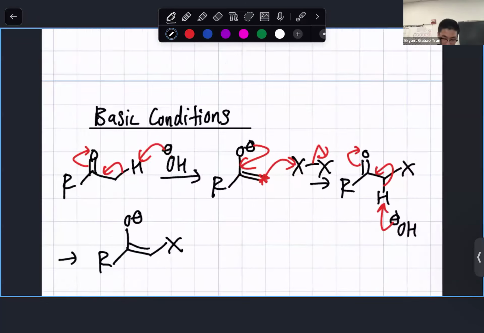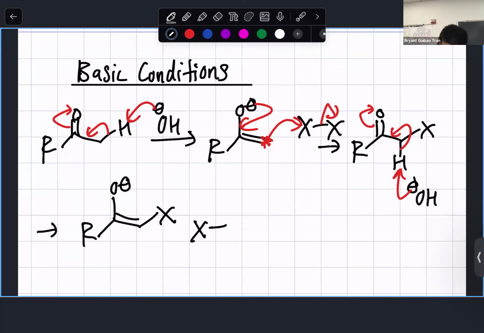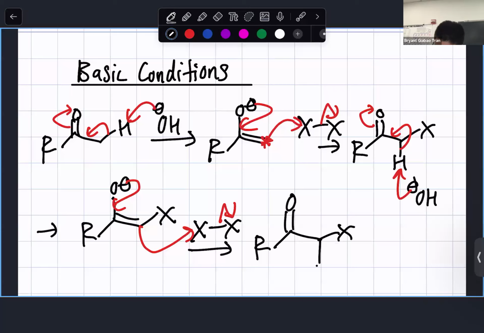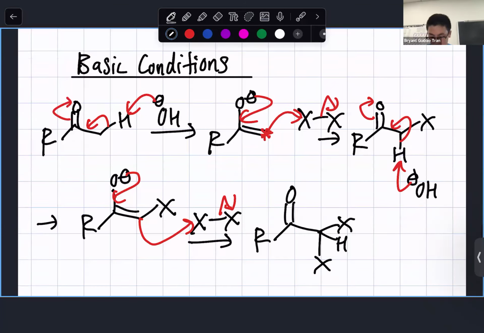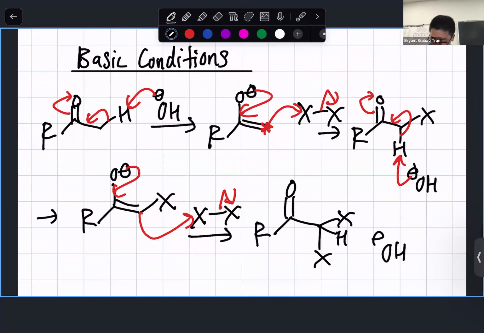Right. So let's bring in another X2. Reform that carbonyl, attack the X, kick out the other X. Now we have a dihalogenated alpha carbon. We keep going until we substitute all of the alpha hydrogens into the X. So we repeat this process one more time. The strong base comes in, deprotonates that alpha hydrogen, form the enolate ion.